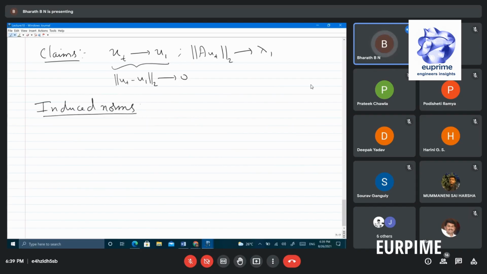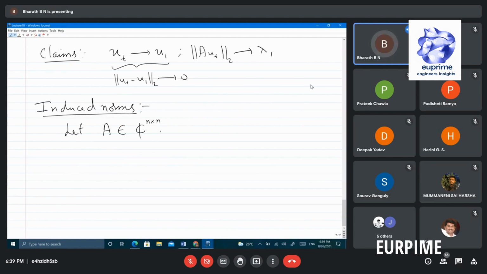In other words, we are going to look at norms of a specific vector space. This is a vector space of matrices. Okay, so I'll take A to be an n cross n matrix. Any matrix. Now, what is the norm of this? How do you find the norm?